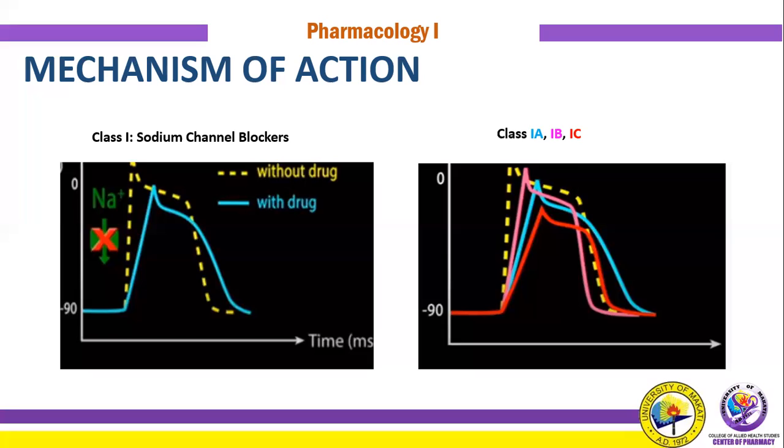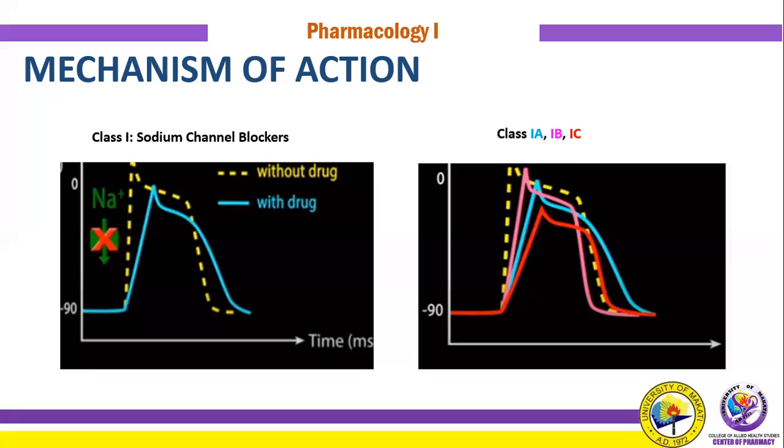So, what is the importance of the effective refractory period, or its essence or use? The longer the effective refractory period, it generally reduces the cardiac excitability. So when the effective refractory period is longer, the heart rate is slower. Class 1A prolongs ERP, class 1B shortens ERP, while class 1C has no effect on ERP.